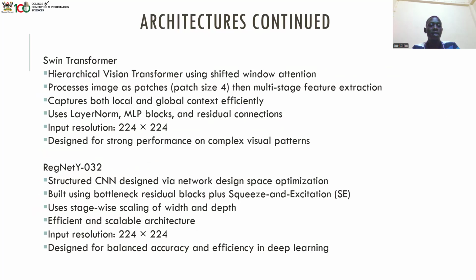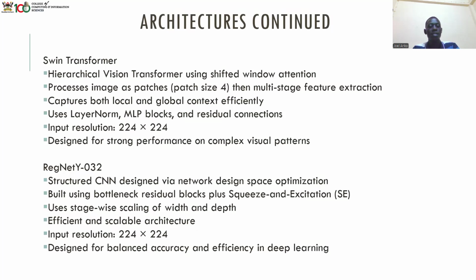Then the other architecture was the Swin Transformer. It is a hierarchical vision transformer using shifted window attention. It processes images as patches, with multi-stage feature extraction. It captures both the local and the global context efficiently. So it also has multiple layers, and it uses layer norm, MLP blocks, and also residual connections. Input images were 224 by 224.